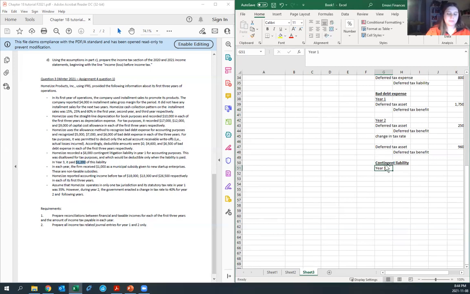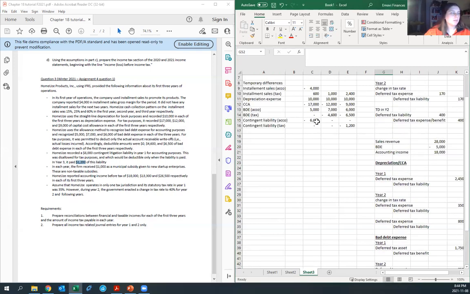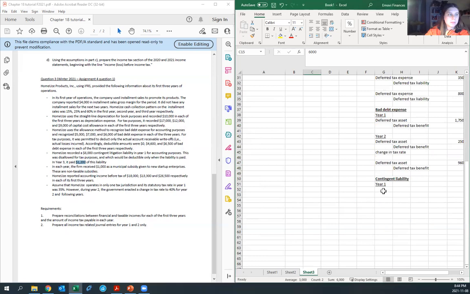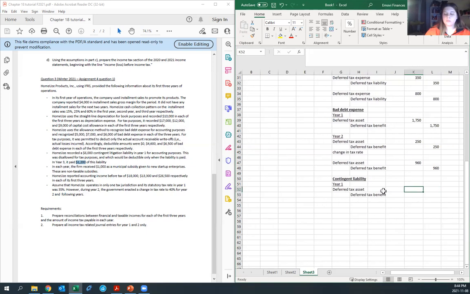Year one. So in year one, you're removing the expense, so you're adding it back to your taxable income. So that creates a temporary difference of $6,000 positive. So that creates a deferred tax asset of $6,000 times 35%.